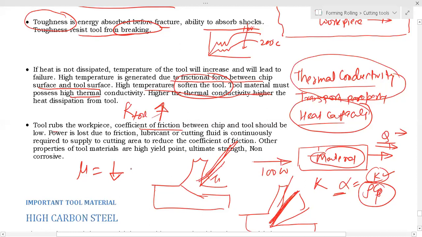Otherwise, friction force is equal to mu into N. Mu is more means friction force is more, and power is equal to force into velocity. Force is more means power consumption will be more. So the mu value must be low. And other properties: you have high yield point, high ultimate strength, and non-corrosive.